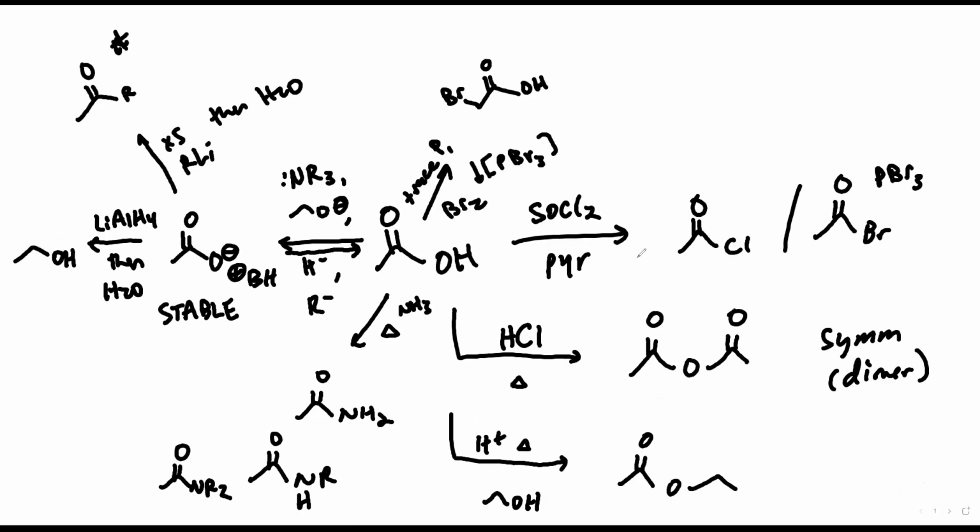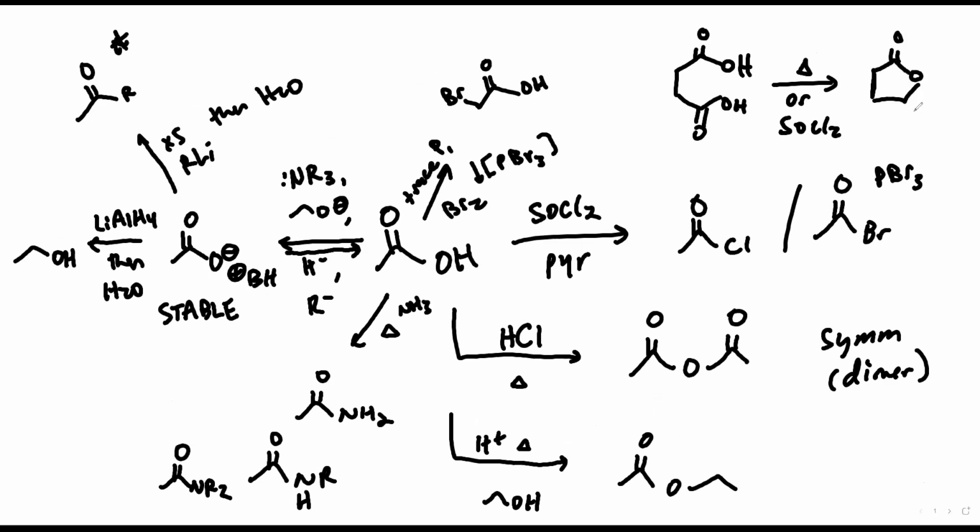Cool, but that's the carboxylic acid. Some notable examples here to keep track of, or be mindful of. Remember that dioic acids, if I have two carboxylic acids together on a chain, I can heat them up, or I can add SOCl2 to make a cyclic anhydride. So that is a possibility.